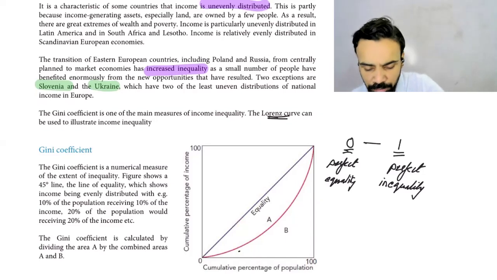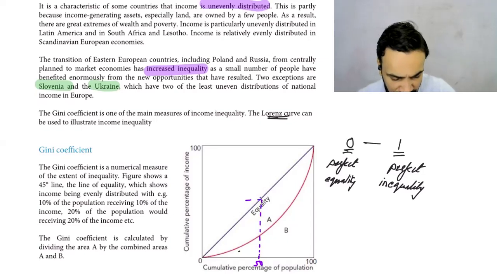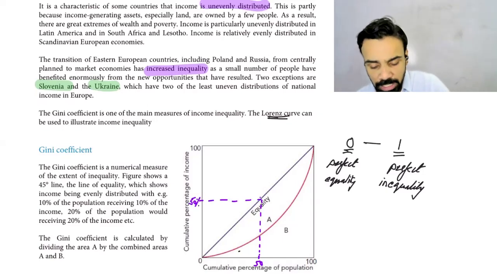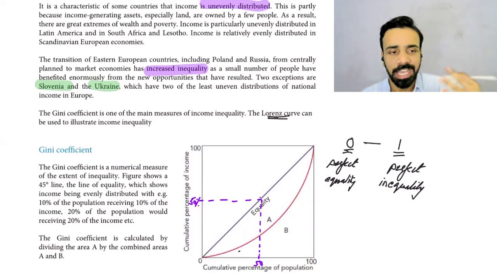Just to explain, if I break the population into 50%, and I say this is the 50% population, 50% of the population basically has 50% of the country's income. That would mean equality. So this line over here is showing 25% gets 25%, 75% gets 75%, 10% gets 10%, right? This is the line of equality. This is the line we use to compare.